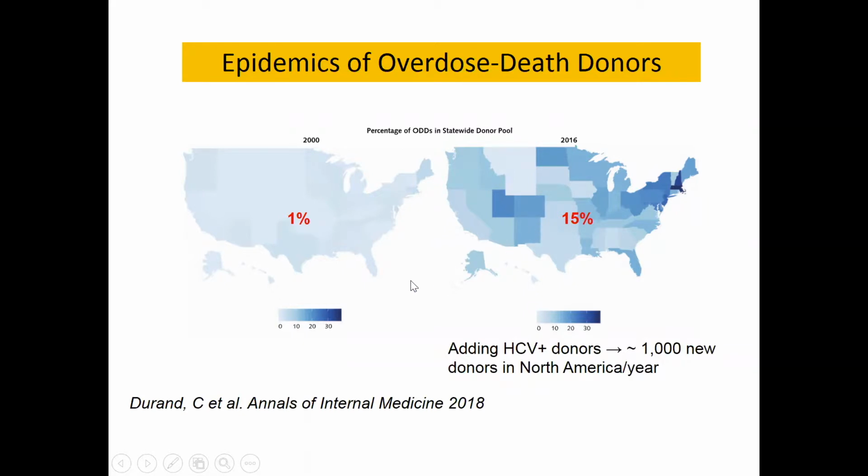And a good number of those opioid death donors are Hep C positive. So it's estimated that some of these OPOs, depending on the jurisdiction, have up to 20% of their donors being hepatitis C positive. And if we added all these Hep C positive donors into the pool, that would be about 1,000 new donors in North America each year.